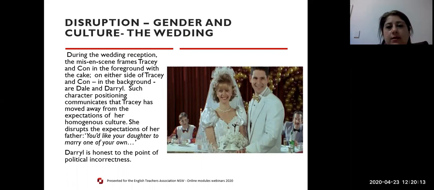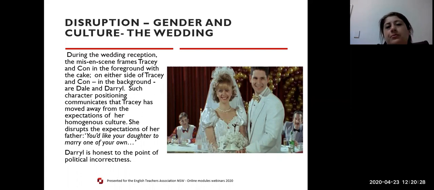If you look at the wedding still on the PowerPoint, you'll see that in the centre is Tracy and Con. On either side, squashing them in, is Dale and Daryl. And Con is the person squeezing into this relationship.